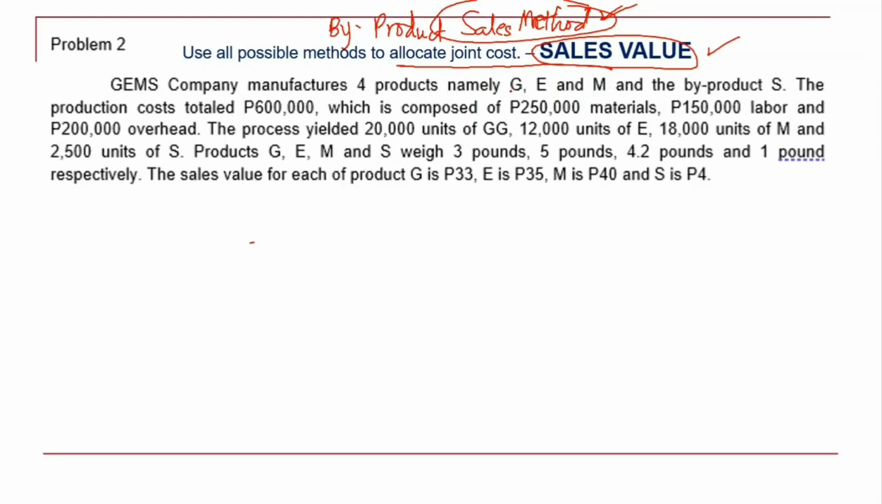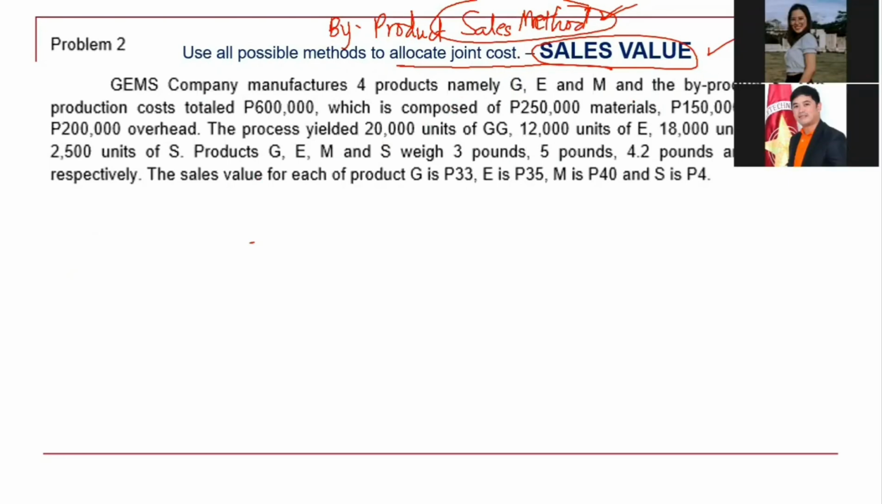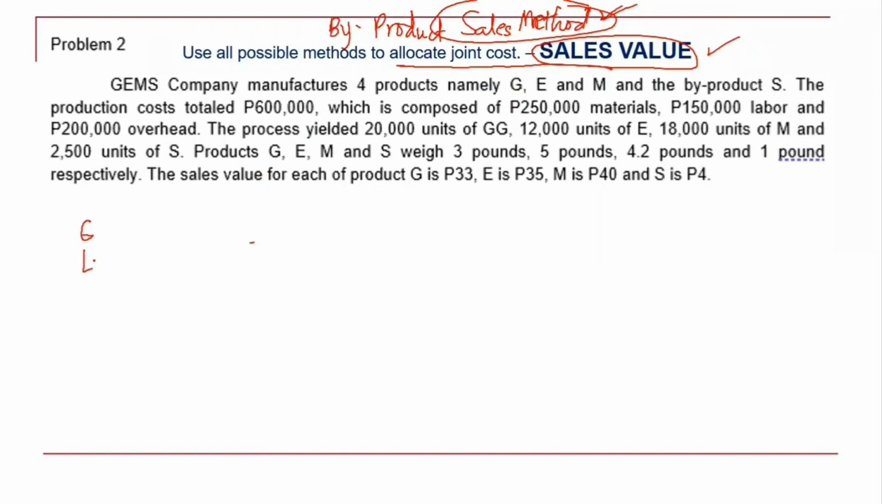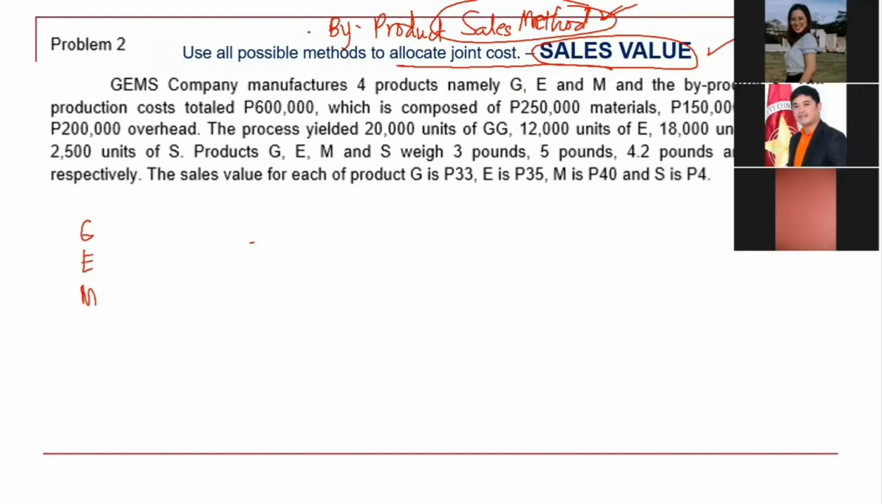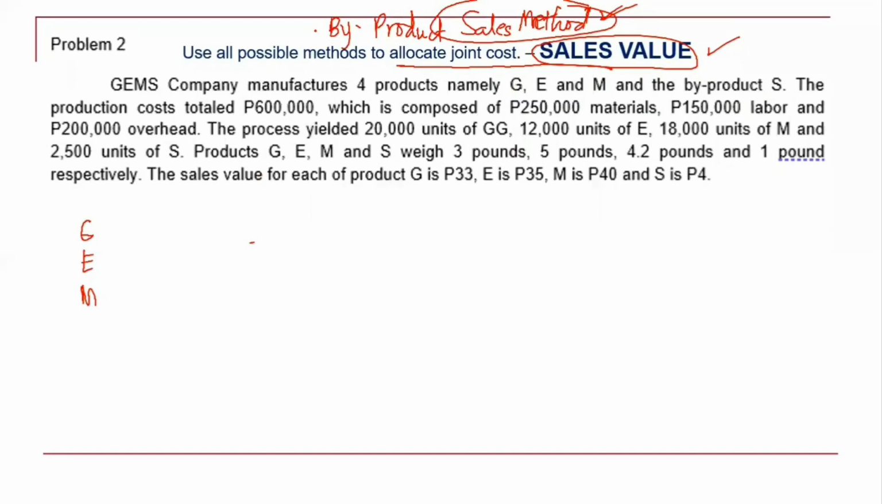Tapos yung isa mamaya, production method naman. So kapag sales method ang gagamitin natin, so product G, E, and M. Sales method ng byproduct natin, so wala tayong gagawin. Walang deduct na proceeds sa 600,000. So the joint cost will still be 600,000.